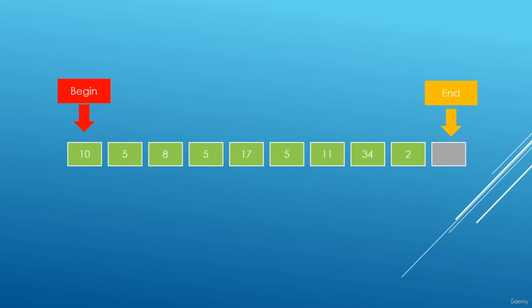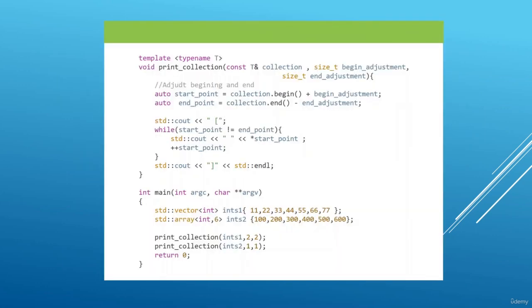So let's see how we can do this in code. We will modify our print collection function, and we will pass in a begin adjustment or a begin offset and an end offset. So in the body, we will do almost the same thing. We will set up a starting point, which is going to be the begin iterator, to which we add our begin offset, which is going to move us to the new beginning. And then we will take the end iterator and subtract our end adjustment. This is going to give us what we want.